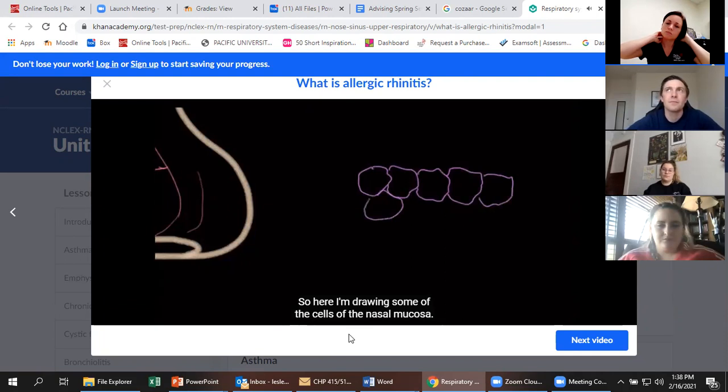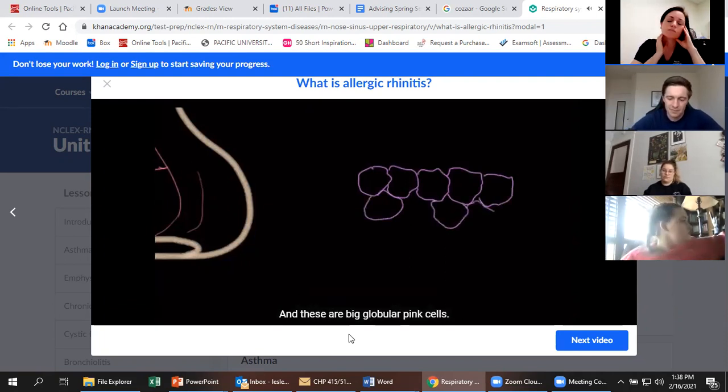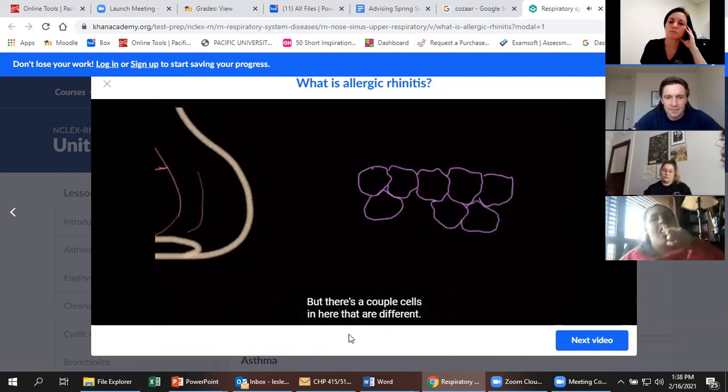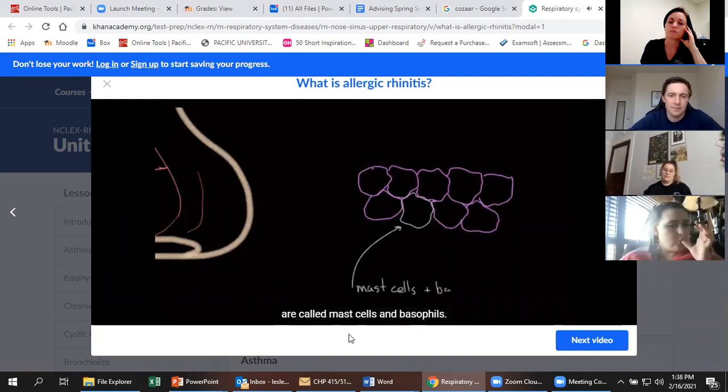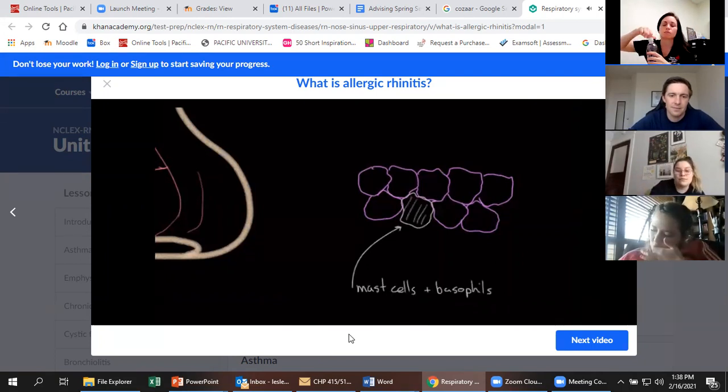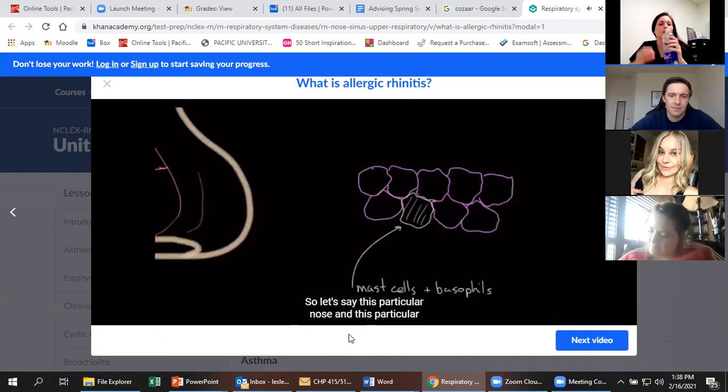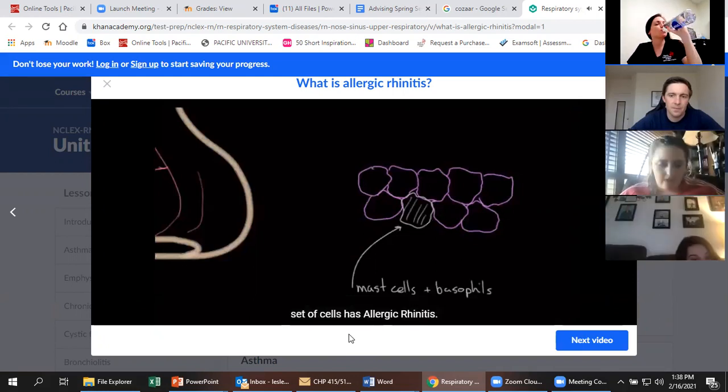And so here I'm drawing some of the cells of the nasal mucosa. These are big globular pink cells. But there's a couple cells in here that are different. These are cells of your immune system. The ones that we're worried about, the immune cells in the nose that deal with allergic rhinitis, are called mast cells and basophils. So let's say this particular nose and this particular set of cells has allergic rhinitis.